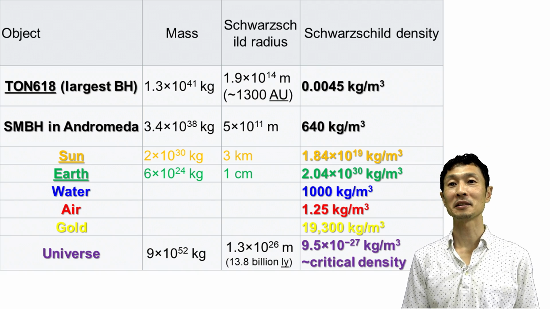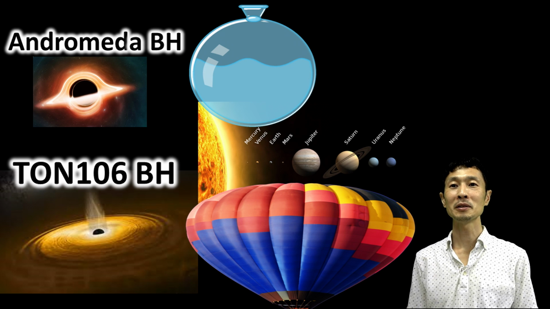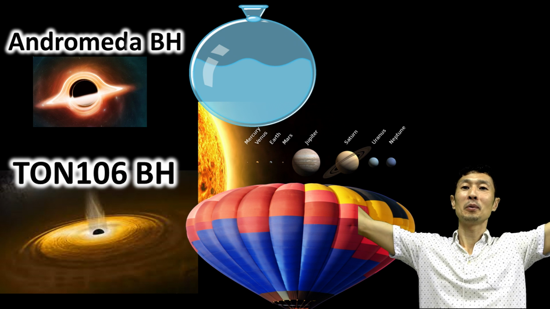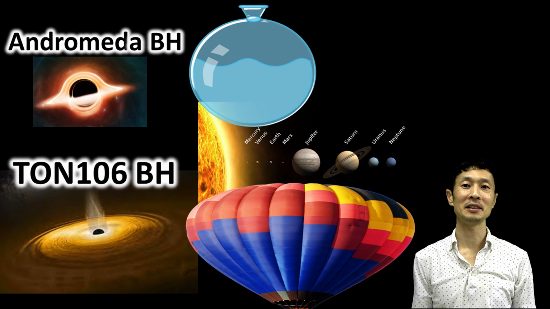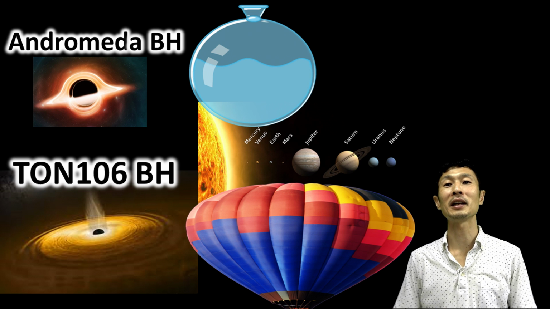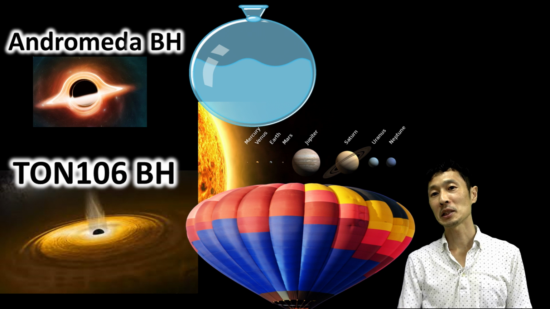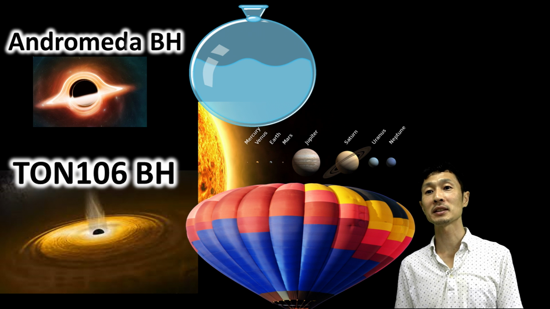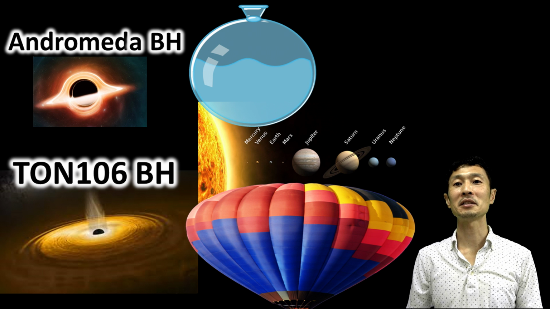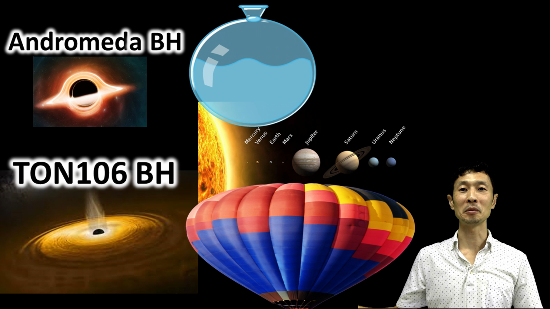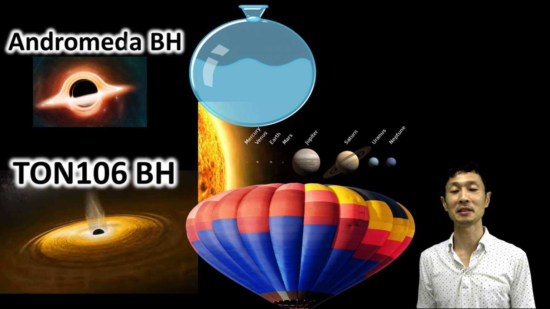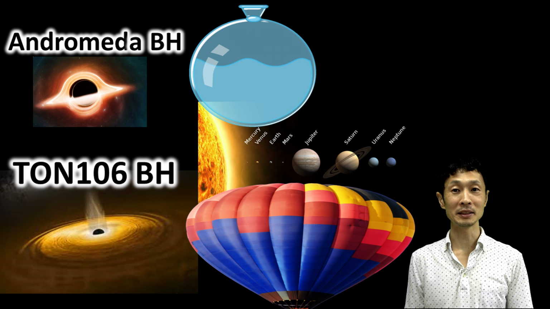So the situation is like this. The supermassive black hole in the Andromeda galaxy is like a giant water balloon, but its size extends to the orbit of Jupiter. It's huge, but its density is just like water. The supermassive black hole TON 618 is like a huge air balloon, but its size is about the size of the solar system, and its density is less than the air's density. That's surprisingly low density, isn't it?